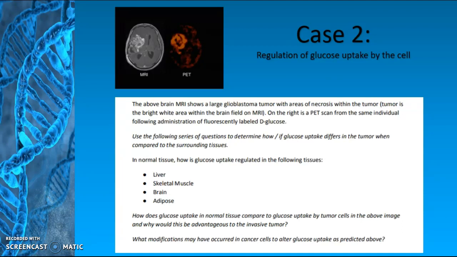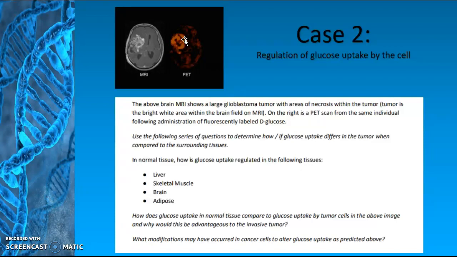Regulation of glucose uptake by the cell. The above brain MRI shows a large glioblastoma tumor with areas of necrosis within the tumor. The tumor is the bright white area within the brain field on the MRI. On the right is a PET scan from the same individual following administration of fluorescently labeled D-glucose.